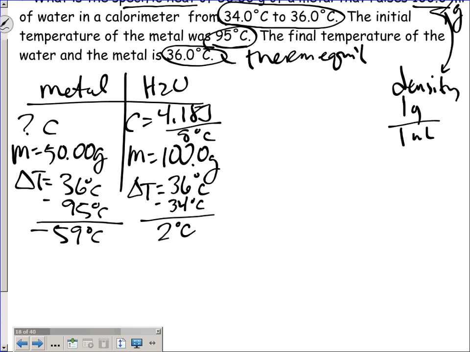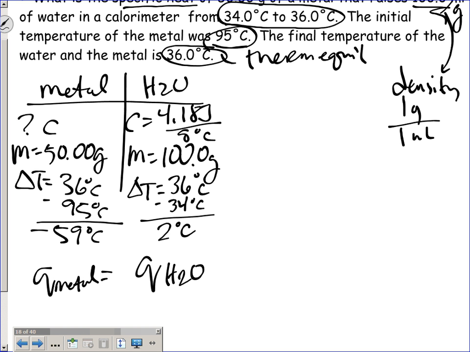So, now we have everything for water, and almost everything for metal. This is the situation where we're able to say Q is equal to Q, but I don't have Q for either one of them. So there's two ways to solve a problem like this. You can take all the information for water and find Q. And if you find Q, you're good to go ahead and set this Q of water equal to the Q of the metal, and then backtrack and solve for C.